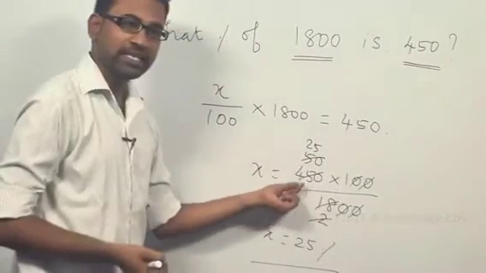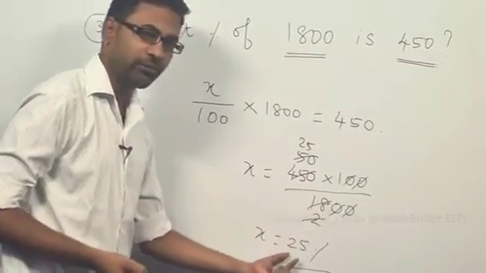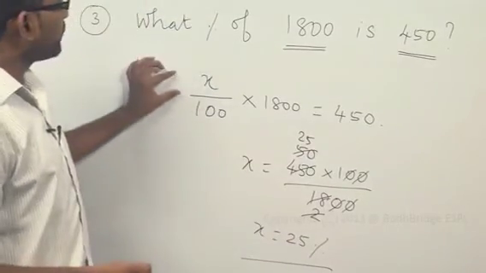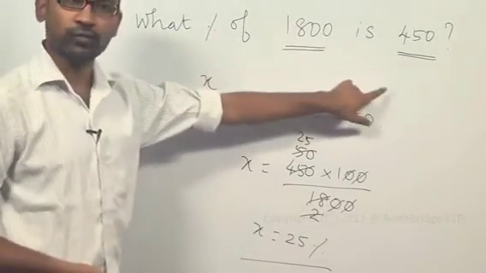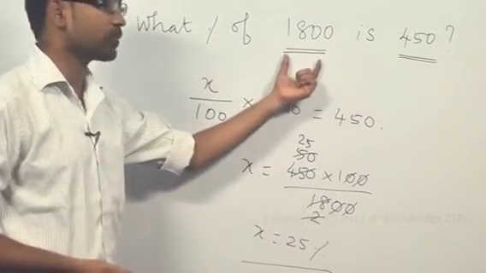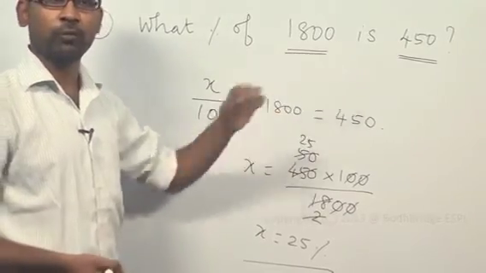We strike out 18 and 450, so we get 25%. So 25% of 1800 is 450. If you take 25% of 1800, the answer will be 450.